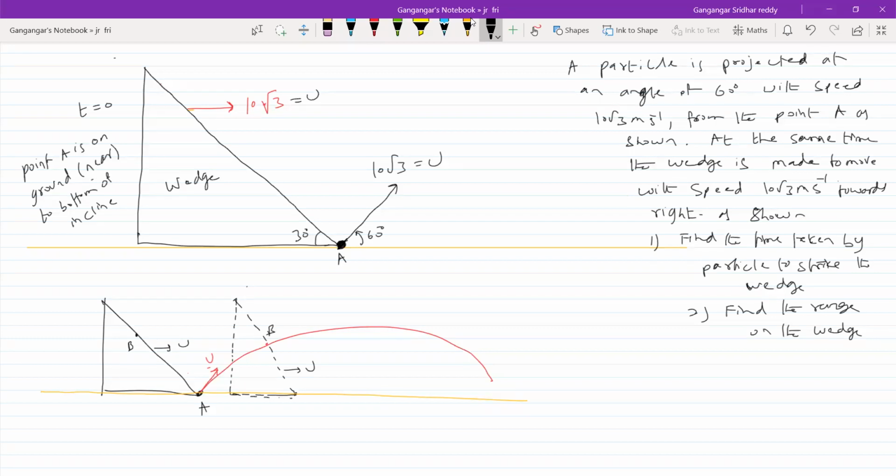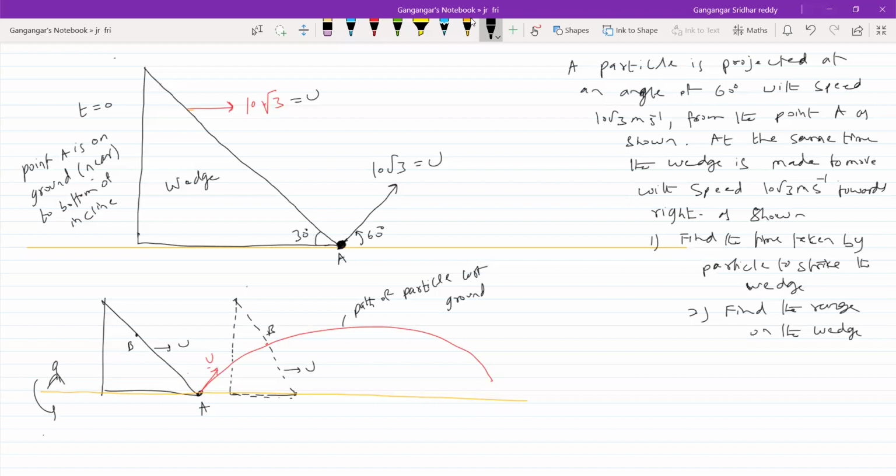So what is this red color? Path of the particle. Sir, it will move in a parabolic path here like this. If you are standing on the wedge, but on the ground, path of the particle with respect to the ground, a person standing on the ground, what does he say? The particle moves in a parabolic path, the wedge moves horizontally. See, this is very important.